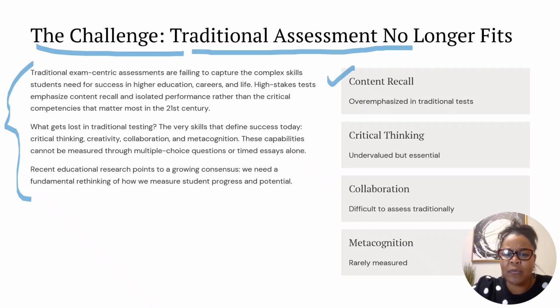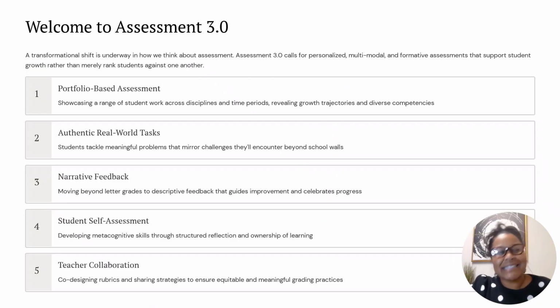So we need to really rethink how we measure our students' progress and potential. How do we move from content recall through critical thinking, collaboration, and really thinking about our thinking, which is metacognition? I challenge you to think of assessment as a 3.0. What do we need to do next?